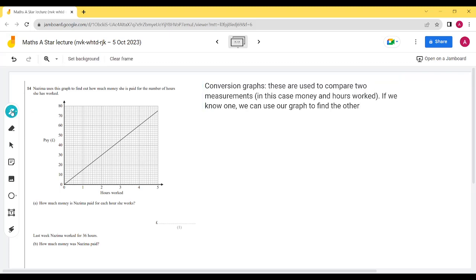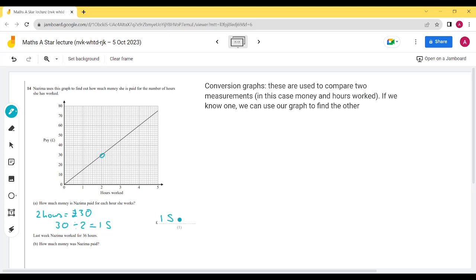We could just go with 1 hour because it's reading off an hour, but it's a little bit small. So I'm going to go to a place with a clear line, which is at 2 hours. If we follow across, it takes us to £30. So we can say 2 hours equals £30. And so to find 1 hour, you just do 30 divided by 2, which gives us 15. So she gets £15 an hour.